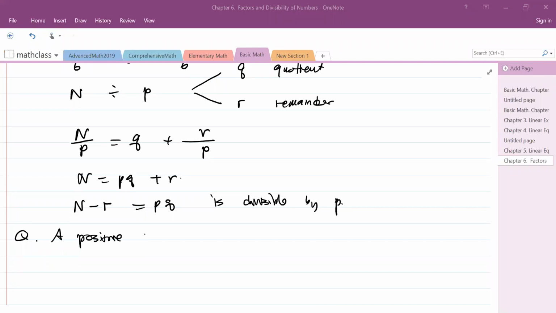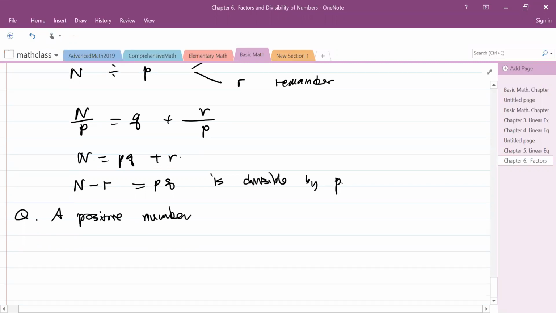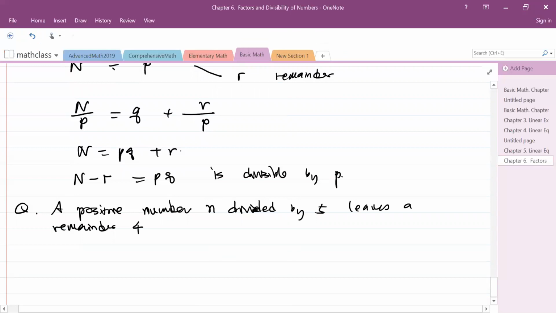Okay, a positive number n divided by 5 leaves a remainder of 4. No, you cannot have 4. Remainder must be less than 5. Okay. My question is, what is the remainder when 2n is divided by 5?